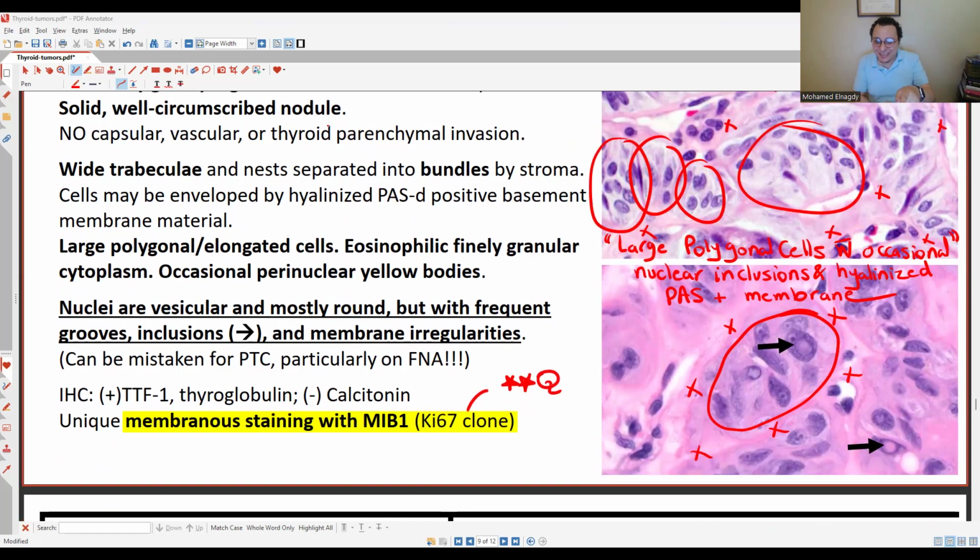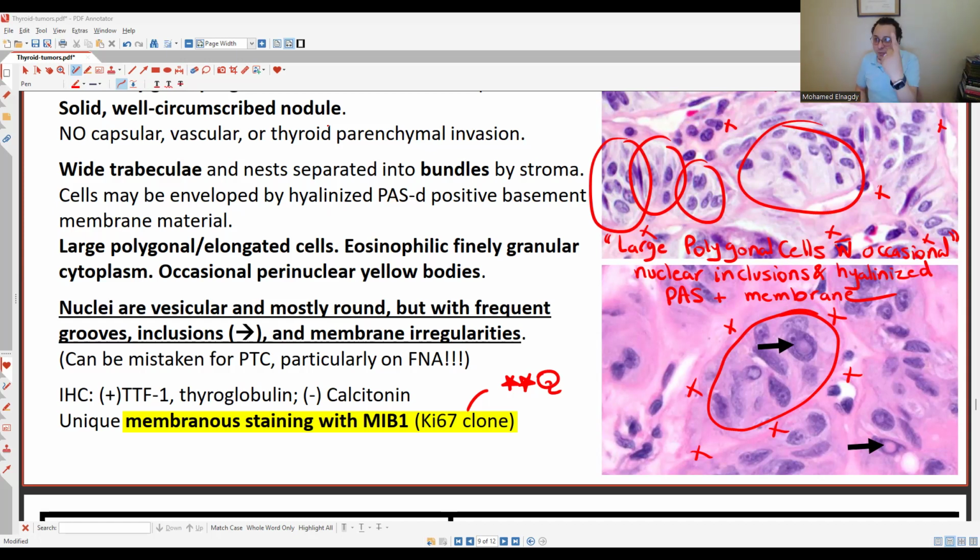That's what makes this entity attractive for the boards and attractive for pathologists, that it's one of the very, very rare tumors and the very rare cells in which Ki-67 stains the membrane, or MIB1, which is a Ki-67 antibody clone. It stains membranous, not the nucleus. It's a membranous staining of Ki-67 or MIB1.